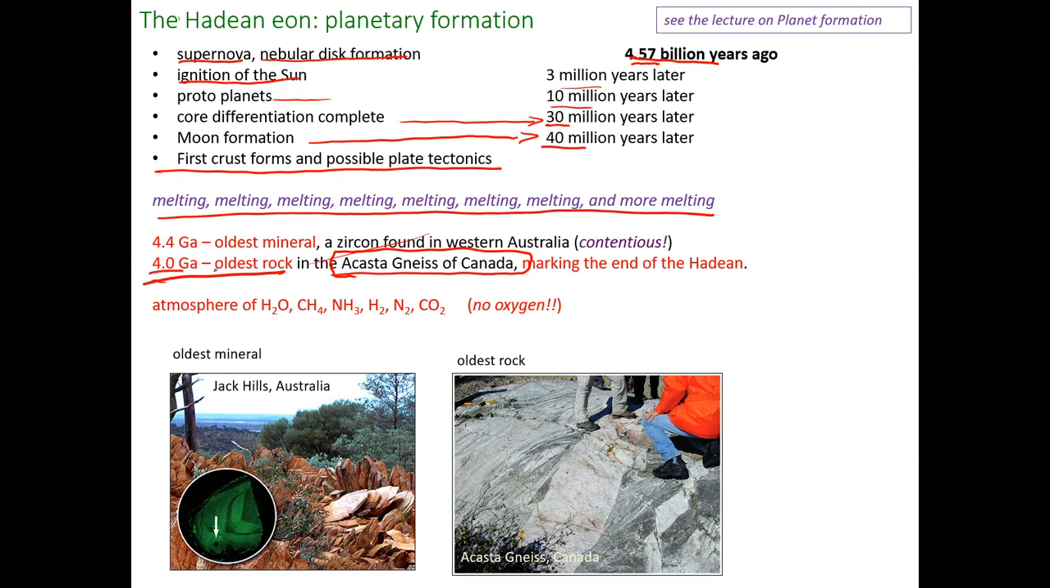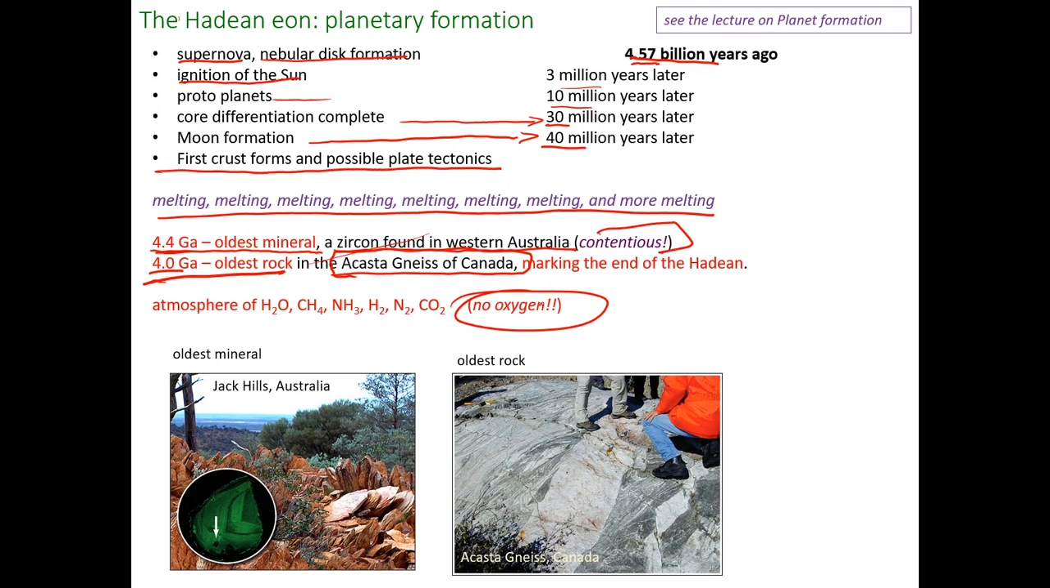We do have zircons, which are very tough little minerals found in Western Australia that have been dated to 4.4 billion years, but this is contentious, so some people doubt it. The atmosphere at this time had no oxygen.